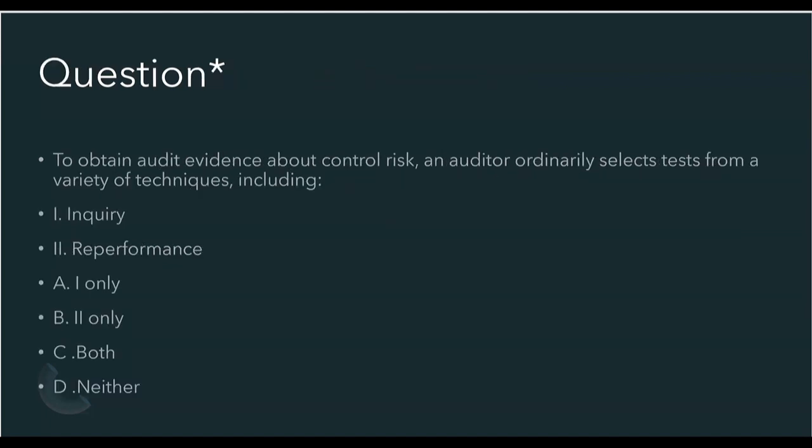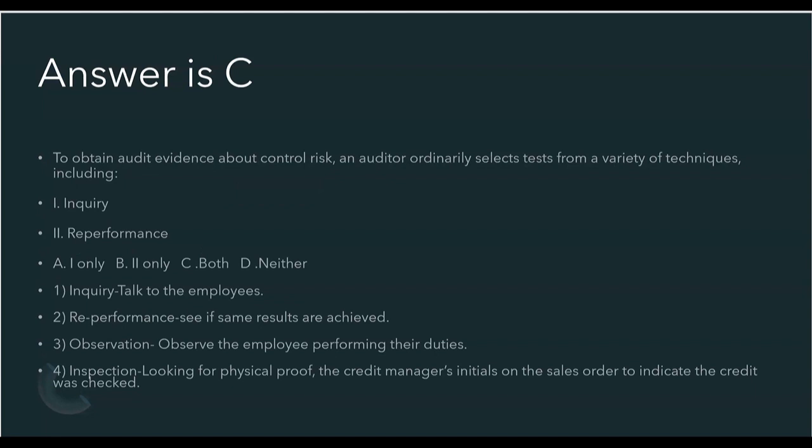All right, to obtain audit evidence about control risk, an auditor ordinarily selects tests from a variety of techniques, including what? Inquiry, reperformance? Yeah, both. We could do both to test controls. So C is correct because to obtain evidence about control risk, we test controls from a variety of techniques, including inquiry, reperformance, what else?